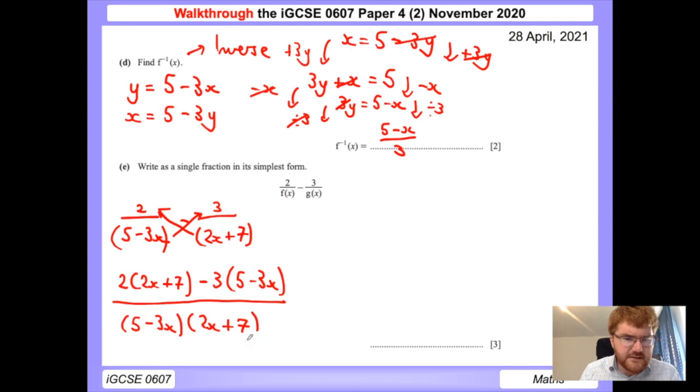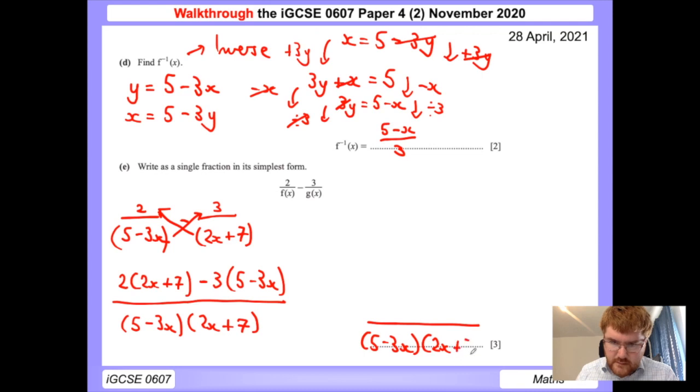Don't feel tempted here to expand the denominator. Leave it as it is. So in fact, that's going to stay the same in my answer. I know that's not going to change. And now we just need to simplify the numerator.